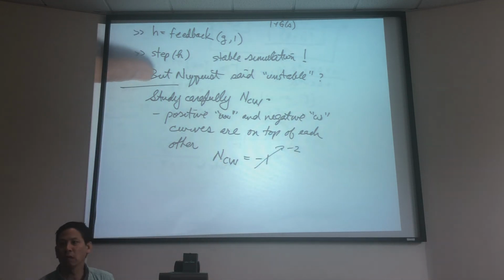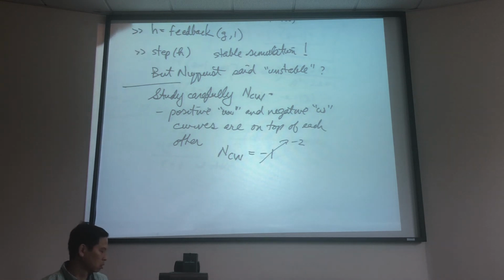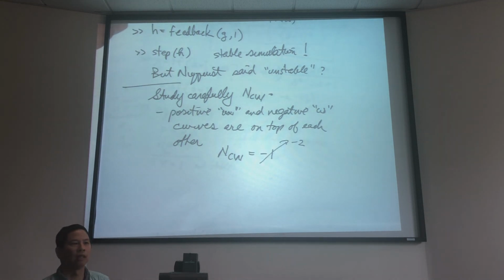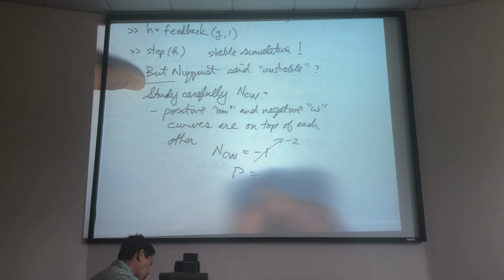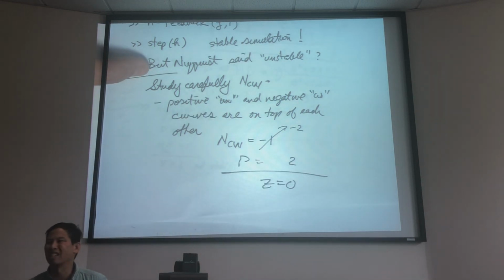Okay. There's two curves. So this is the hazard of using a really accurate computer. Sometimes we miss a tiny little detail. So P is equal to 2, N is equal to 2, Z is equal to 0. So this is actually a stable system.